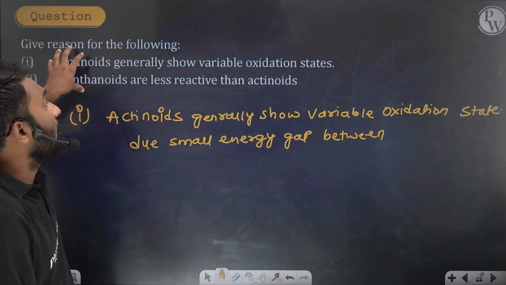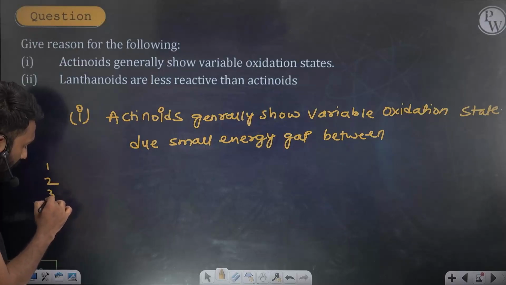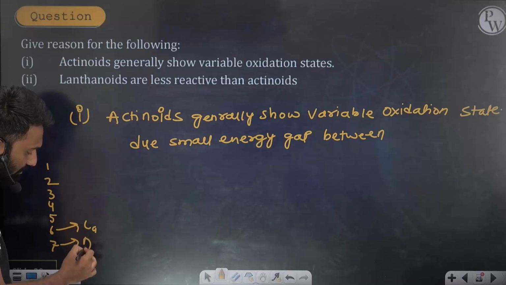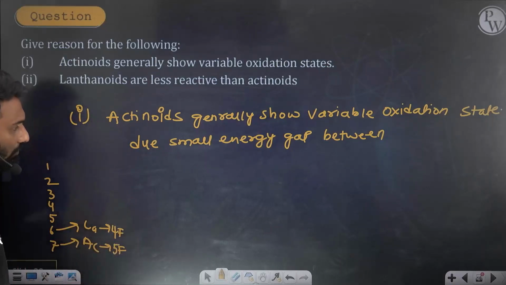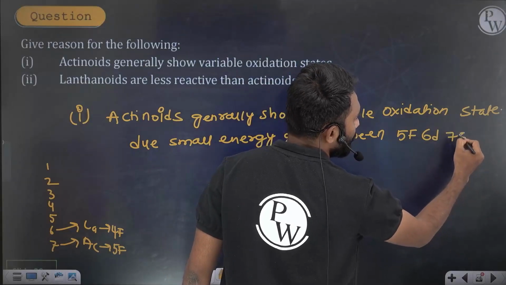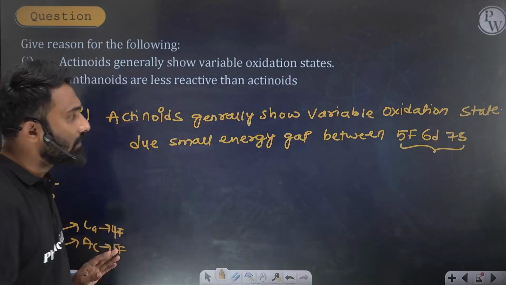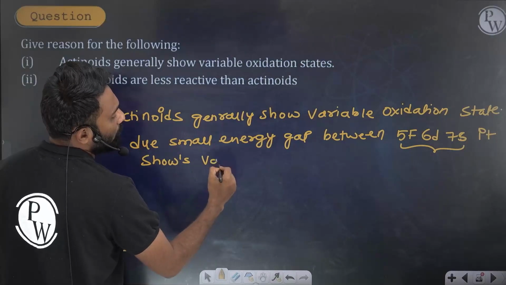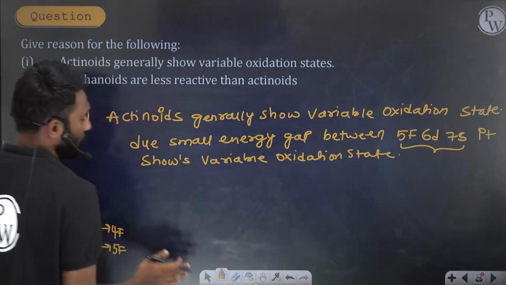At which period will actinides and lanthanides start? First period, second period, third, fourth, fifth, sixth, seventh period. The sixth period is where lanthanides start, and the seventh period is where actinides start. Lanthanides have 4f, actinides have 5f. The energy gap between 5f, 6d and 7s is small, so actinides show variable oxidation states, because electrons can go to the higher energy level.